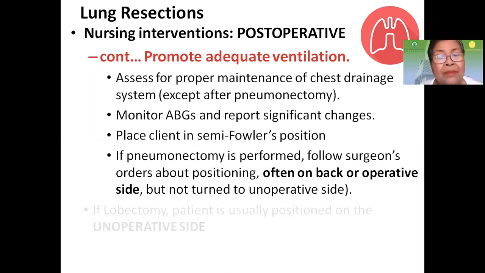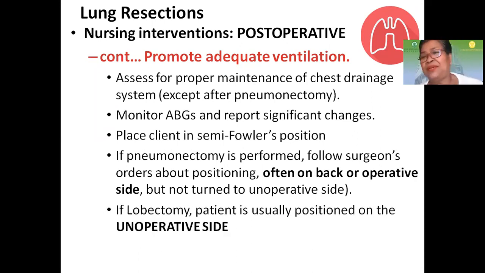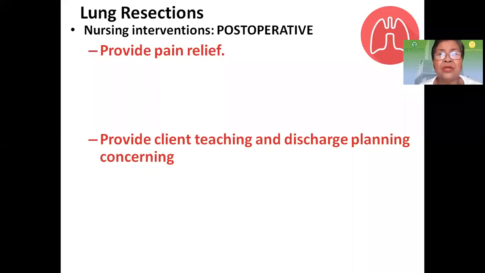But if, for example, lobectomy or segmentectomy, what position? The unoperated side. Why? To promote good lung expansion of the affected side. So remember: in pneumonectomy, position on the affected side and on the back. In lobectomy or segmentectomy, position on the unaffected side and on the back, to promote good lung expansion of the affected side. Okay, that's positioning. Of course, provide pain relief.